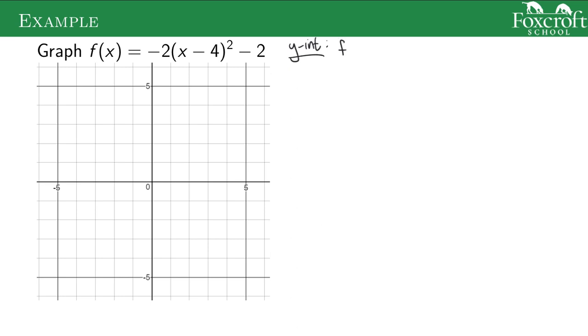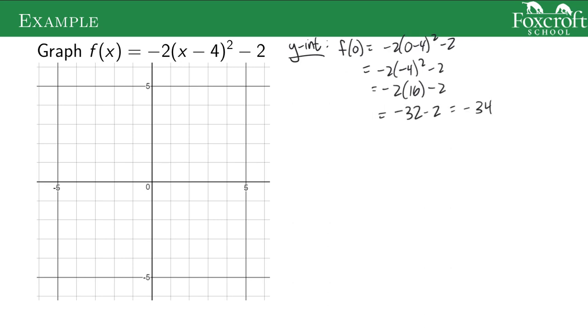First thing, y-intercept, plug in 0. This one you just have to be careful with your order of operations. Simplify in the parentheses first, then do the exponent, then multiply, then combine. So negative 34, so that's really far off my graph. There's no way I can graph that.